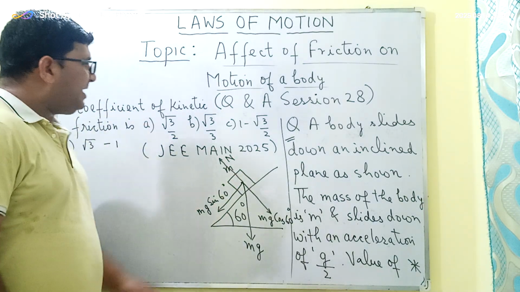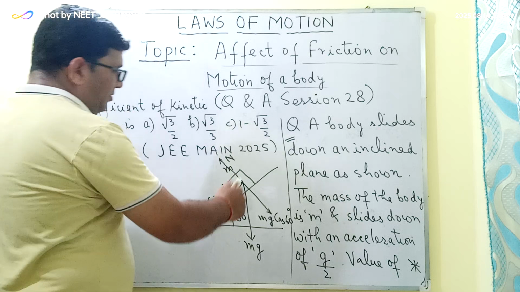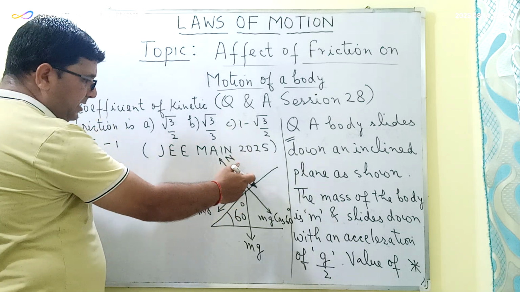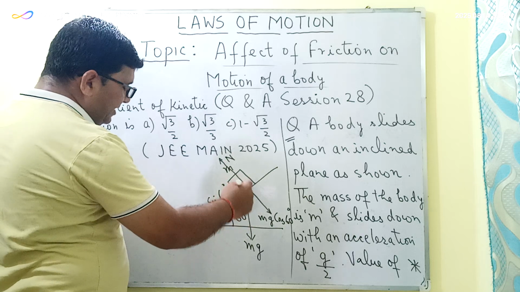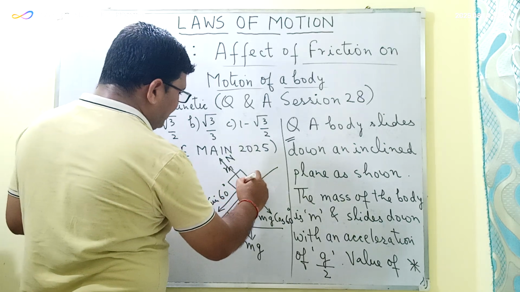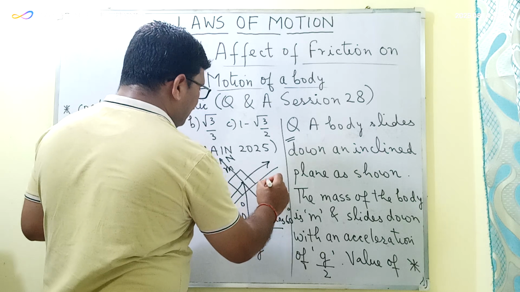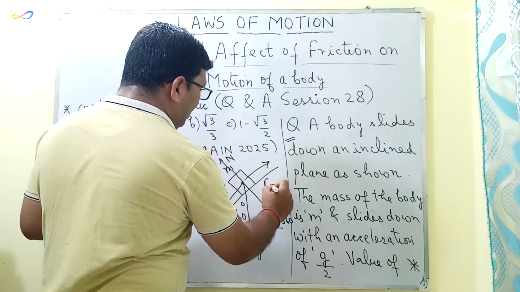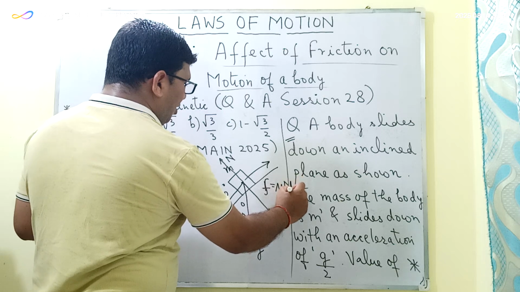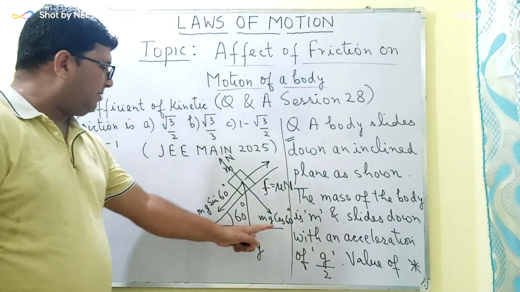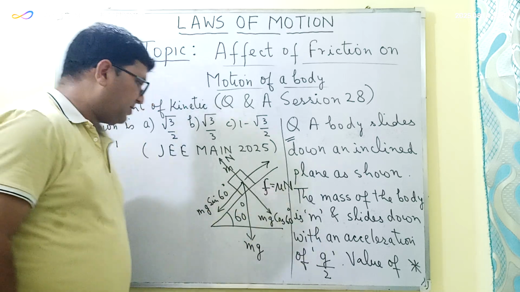Now we know that friction opposes the relative motion. Since the body is sliding down, the force of friction will be acting in this direction, and the force of friction, small f, is equal to mu into N, where N is the normal reaction. Normal reaction here is equal to mg cos 60, and mu is the coefficient of kinetic friction.